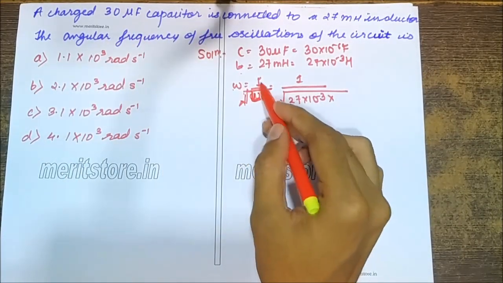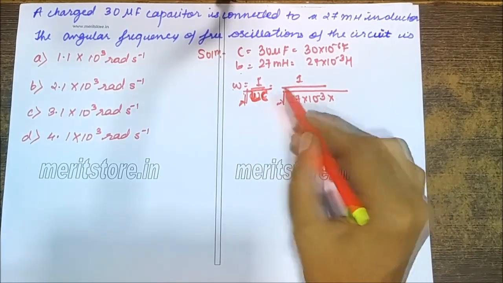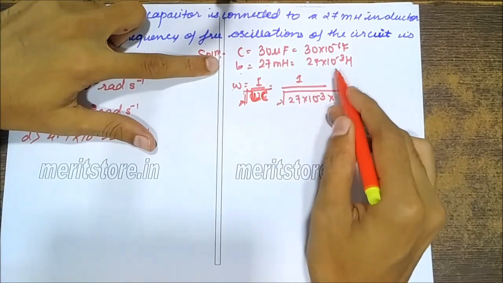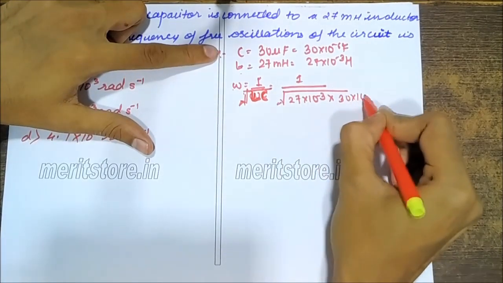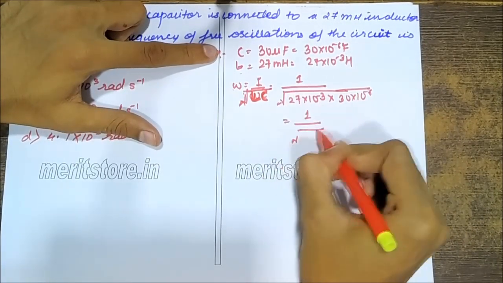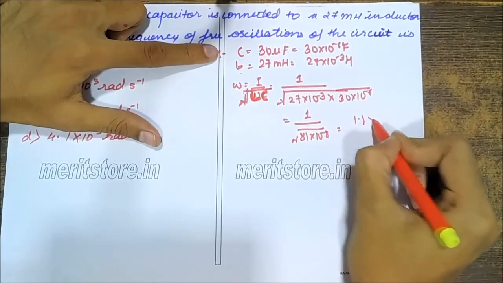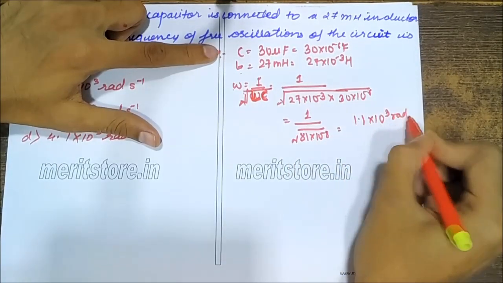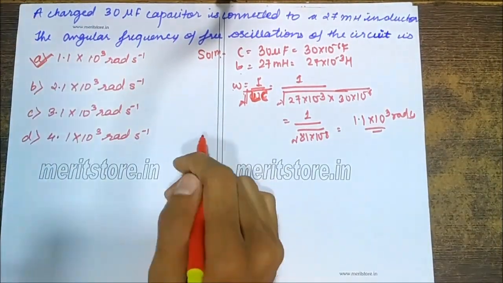So omega for an LC circuit is omega equals 1 upon under root LC, where L is the inductance, 27 into 10 raised to minus 3, and C is the capacitance, 30 into 10 raised to minus 6. On solving, we get 1 upon under root 81 into 10 raised to minus 8, which is 1.1 into 10 raised to 3 radians per second. So 1.1 into 10 raised to 3 is option A, which is correct.